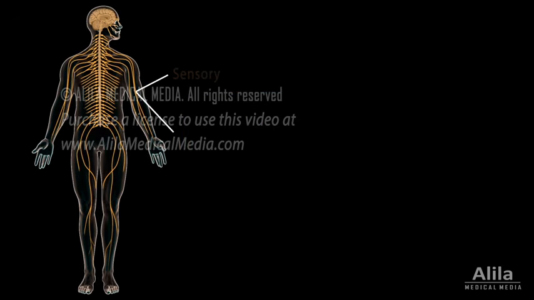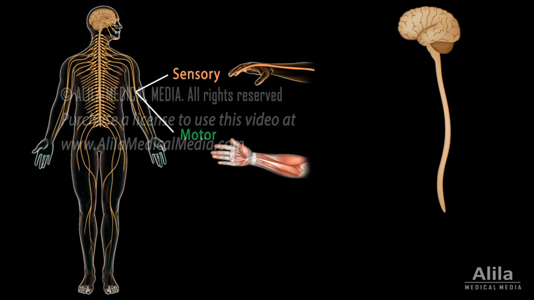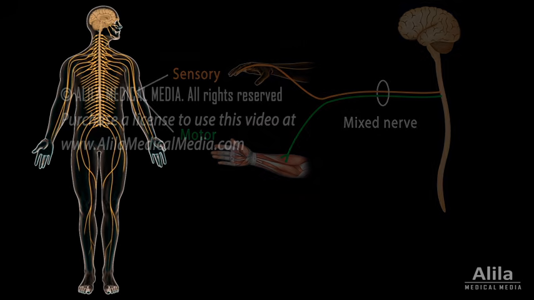Functionally, a nerve fiber can be sensory or motor. Sensory nerve fibers carry sensory information from sensory receptors to the central nervous system, while motor nerves conduct motor instructions from the central nervous system to effector organs, the muscles and glands. Nerves that contain both sensory and motor fibers are known as mixed nerves. There are two major groups of nerves: cranial nerves and spinal nerves.